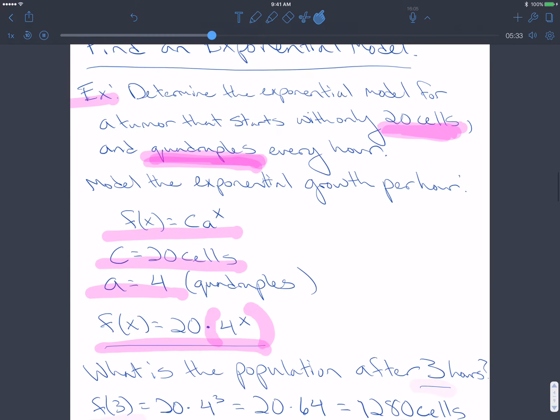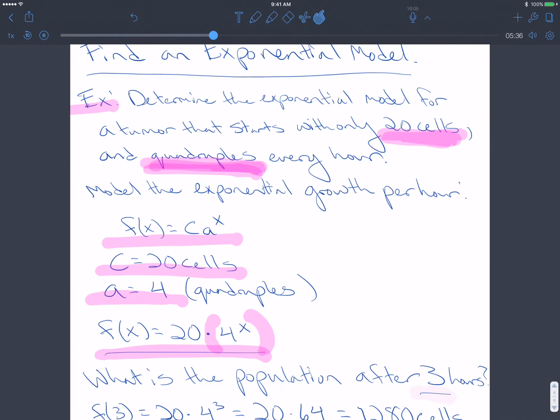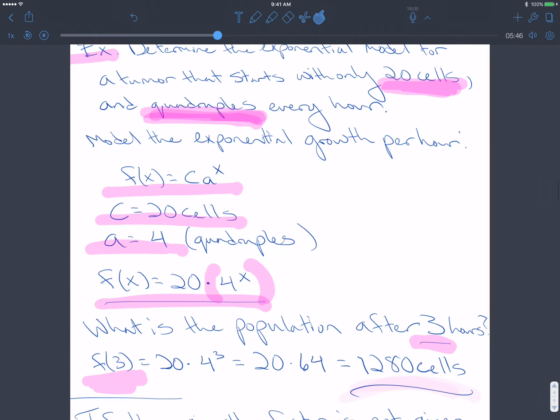Now, if I ask you a question about this, say, what is the population after 3 hours? Then I would just substitute in, like we did with linear models, the 3 hours into the equation. Since this is a population in terms of hours, I just substitute 3 in for x, 20 times 4 raised to the third power, or 20 times 64 to get me 1,280 cells. So in just 3 hours, I went from 20 cells to 1,280 cells. That is an example of exponential growth.